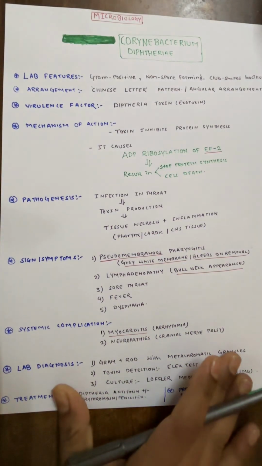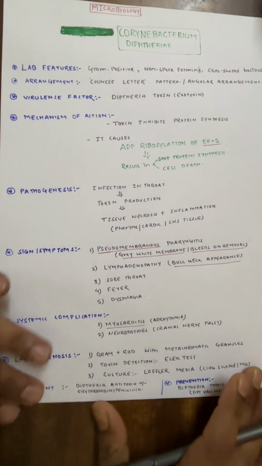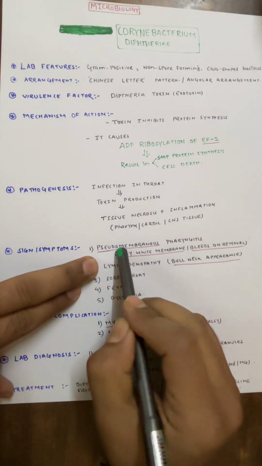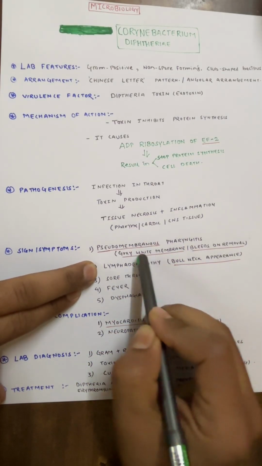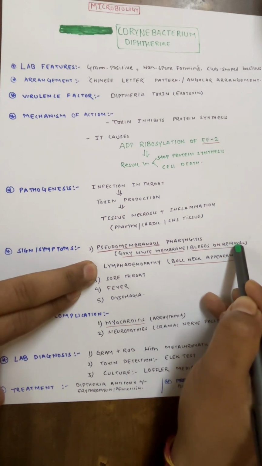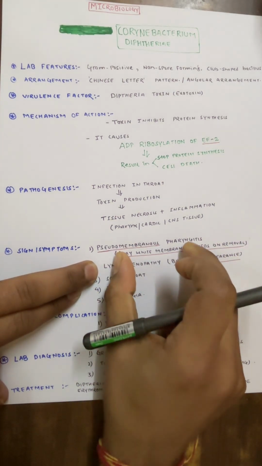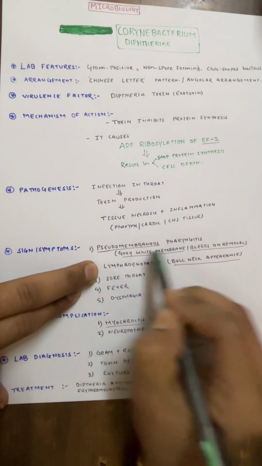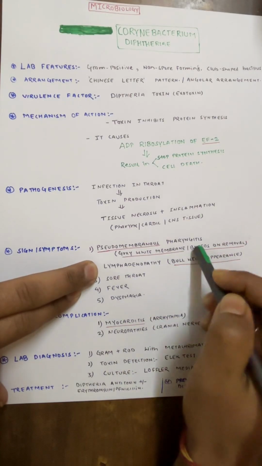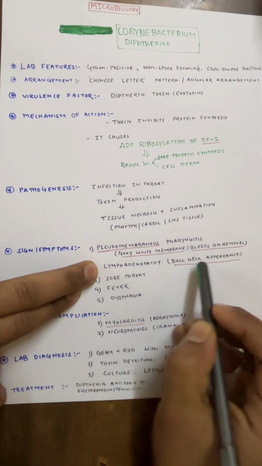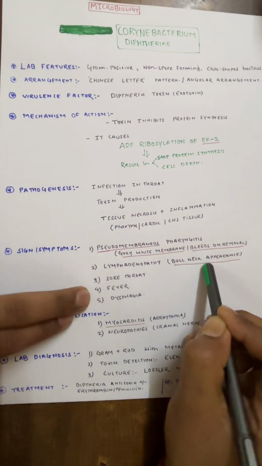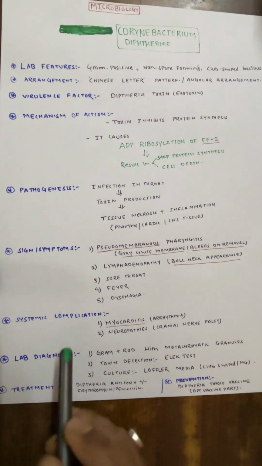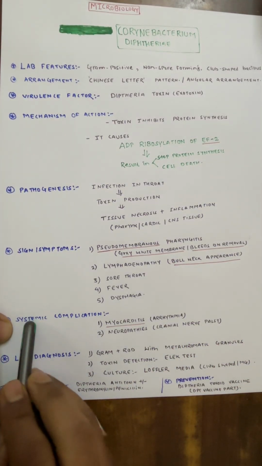Now we'll talk about some important signs and symptoms of Corynebacterium diphtheriae. This is very important: pseudomembranous pharyngitis. It's a gray-white membrane that bleeds on removal. Remember this line, they often put this in MCQs: pseudomembranous pharyngitis, or bleeds on removal. If we scratch that white membrane, it bleeds on removal. Then lymphadenopathy, that is, bull neck appearance. Remember this line. Then sore throat in the patient, fever and dysphagia, that is, problems while swallowing.